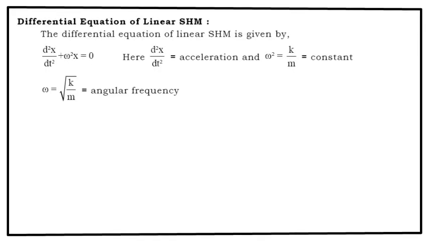Differential equation of linear SHM. We know d2x by dt square plus omega square x is equal to 0, where d2x by dt square is an acceleration and omega square is equal to k by m. So omega is equal to square root of k by m.